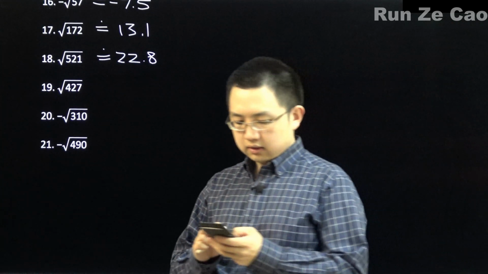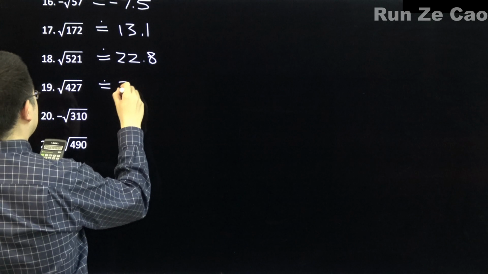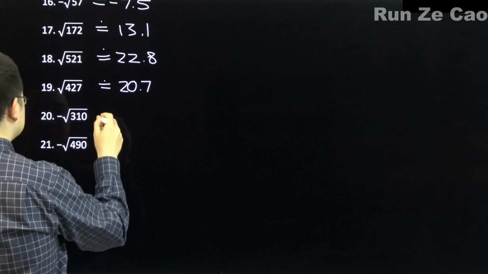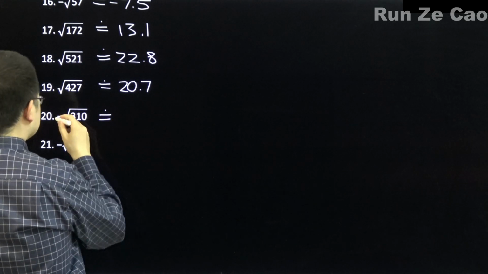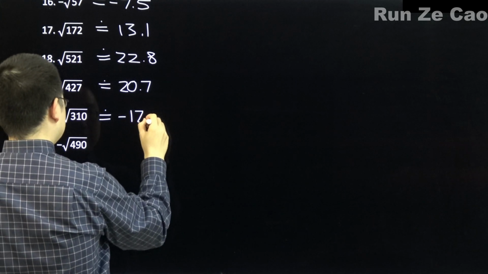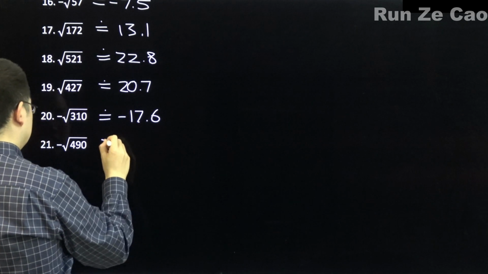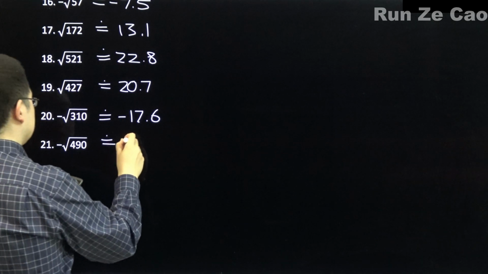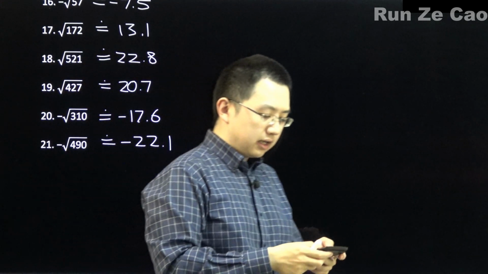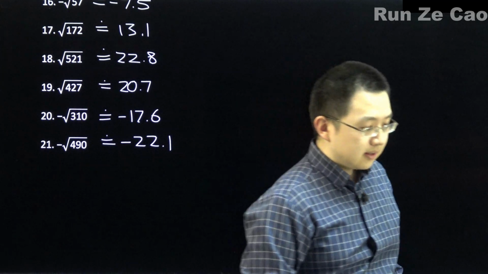And the square root of 427 is approximately 20.7. The square root of 310, well, negative square root of 310, that's very important, is approximately negative 17.6. 490 gives us approximately negative, that's important, 22.1. So yeah, basically make sure you know where your square root key is on your calculator, whether it's scientific or otherwise.